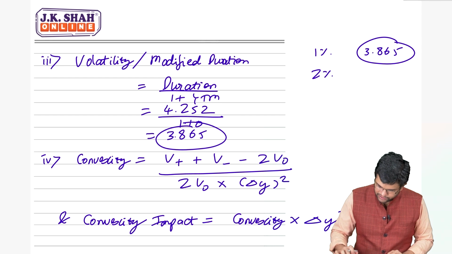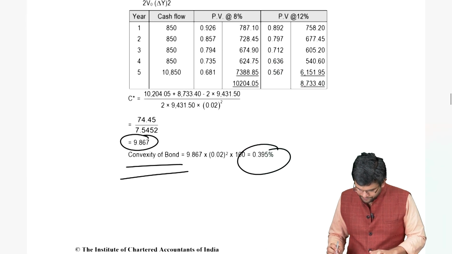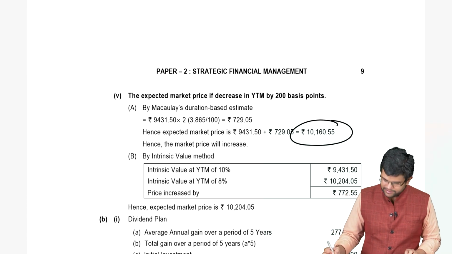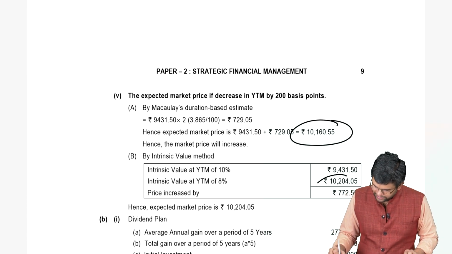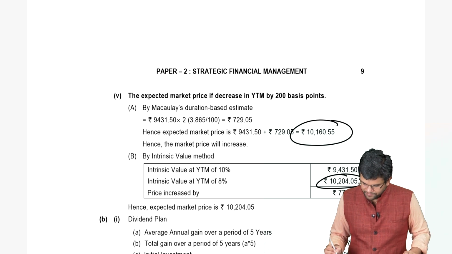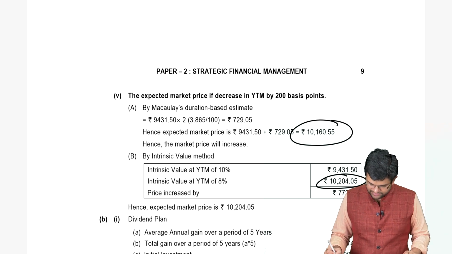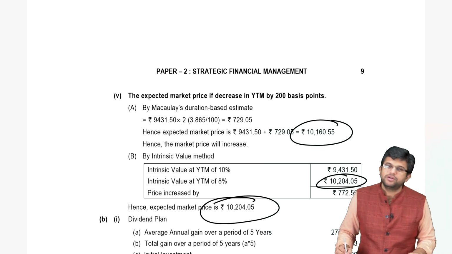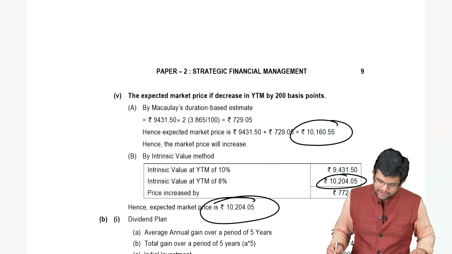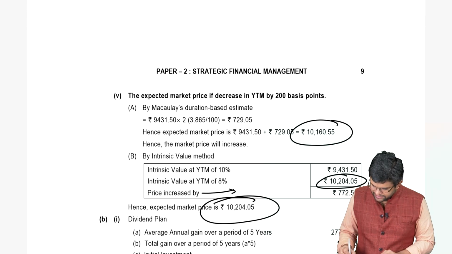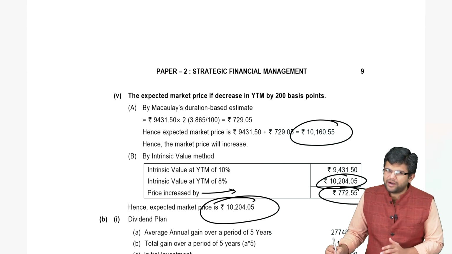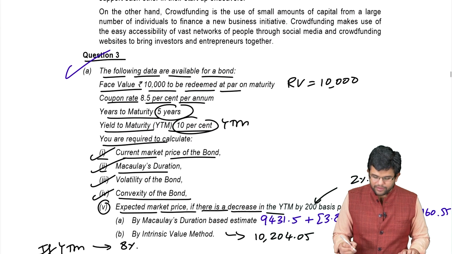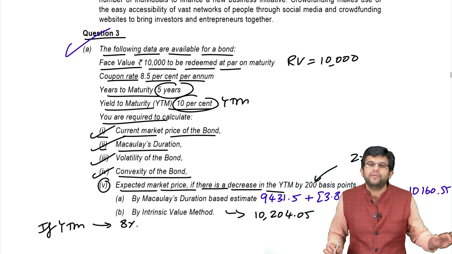Let us check the institute solution here. According to the institute solution, yes, they have got the same answers, 10,160.55 and 10,204.05. And therefore they have given the expected market price as 10,204. Everyone clear with this? The price increased by is given to you, but that is not asked in the question, so we'll ignore it. So with that, children, we complete this question number 3 of ICAI November 20 SFM paper.